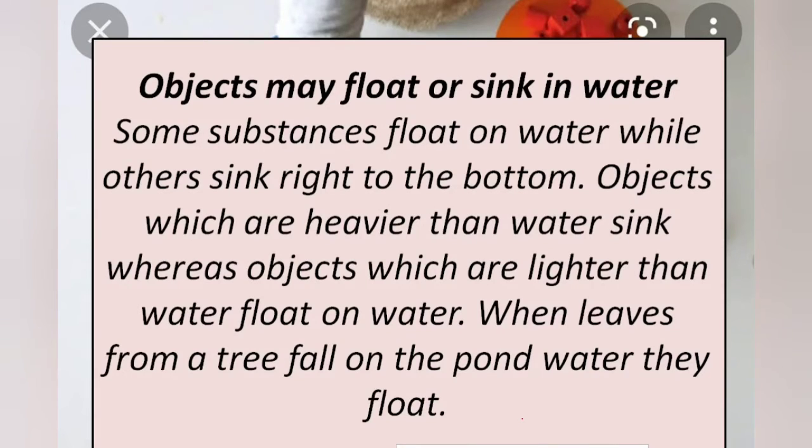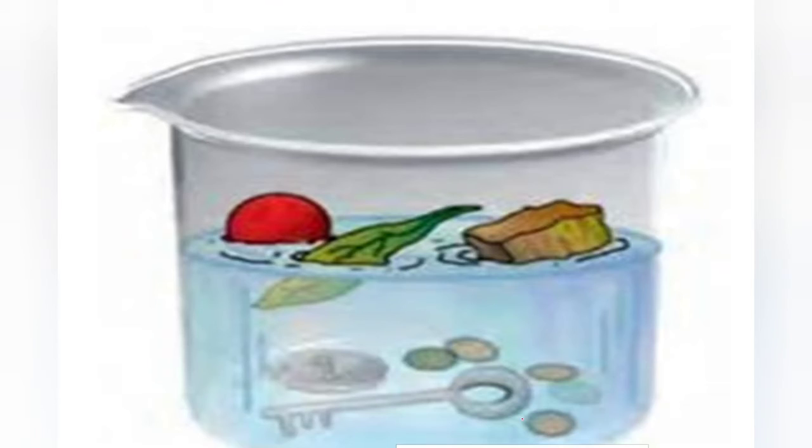Now our next property is that an object may float or sink in the water. Some objects float on the water, some objects sink and sit at the bottom. Objects which are heavier can sink, whereas objects which are lighter can float in the water. When a leaf from a tree falls in the pond of water, it floats. Ball is also floating in the water. An iron key sinks in the water. Some coins sink in the water, and a piece of a toy or something is also floating on the water.